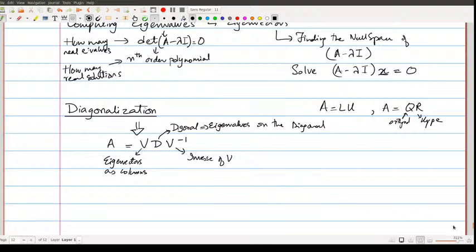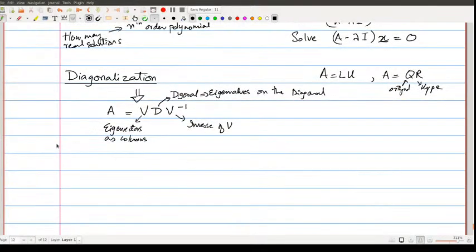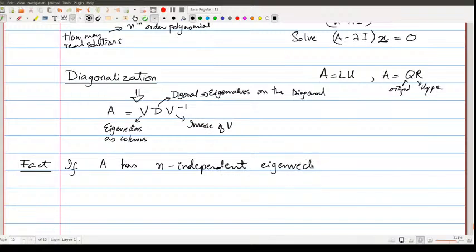But the important thing is that you can do this only when... So let me just state a fact from the start, which is if A has n independent eigenvectors, then A is diagonalizable.